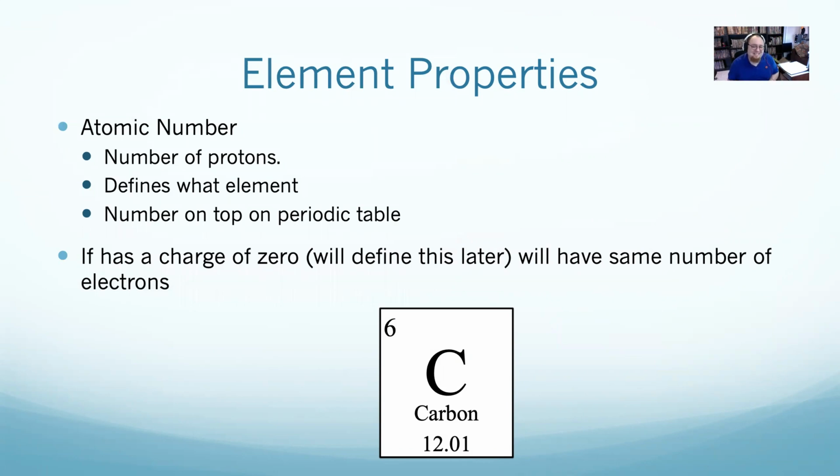Also, it means that it has 6 electrons, because you can always assume an atom has the same number of protons and electrons, unless, once again, it's an ion, which we'll get back to. So when I tell you what element I have, you can tell me the number of protons and electrons. If I say I have sulfur, you can say sulfur has 16 protons and 16 electrons, because that's what's on the periodic table.